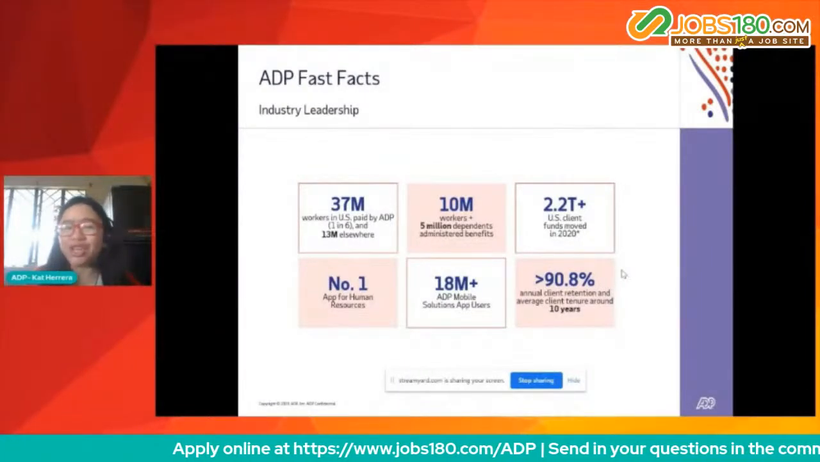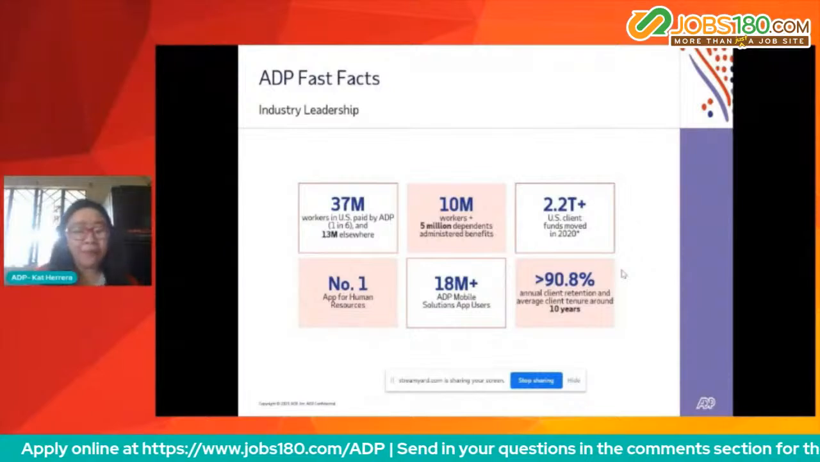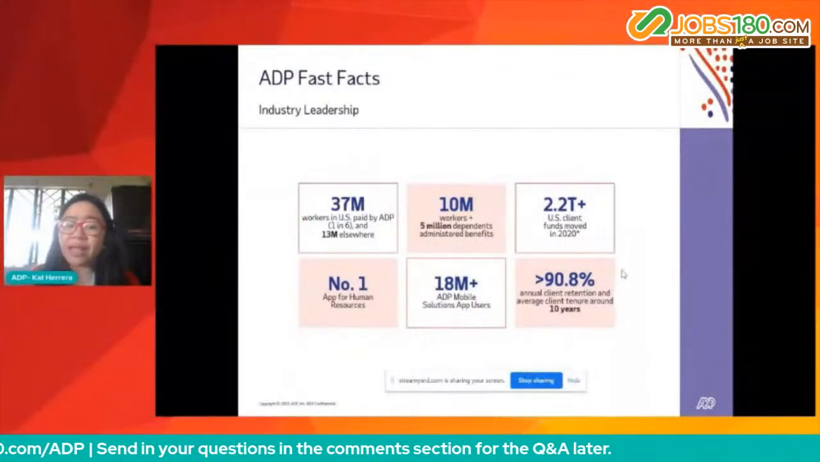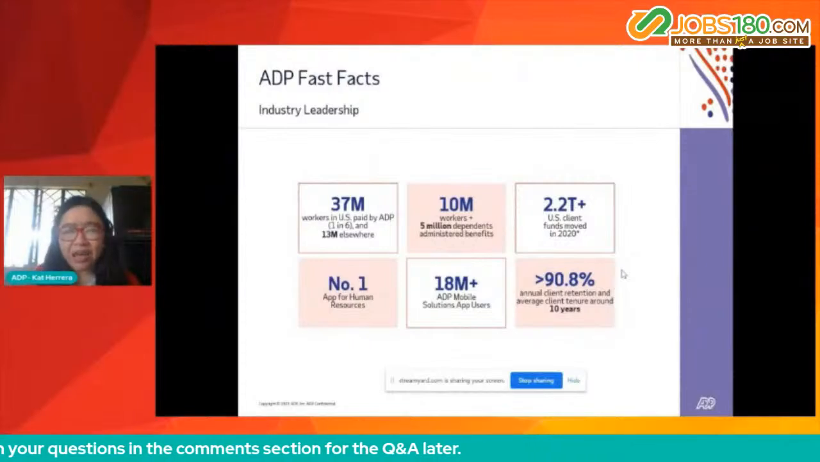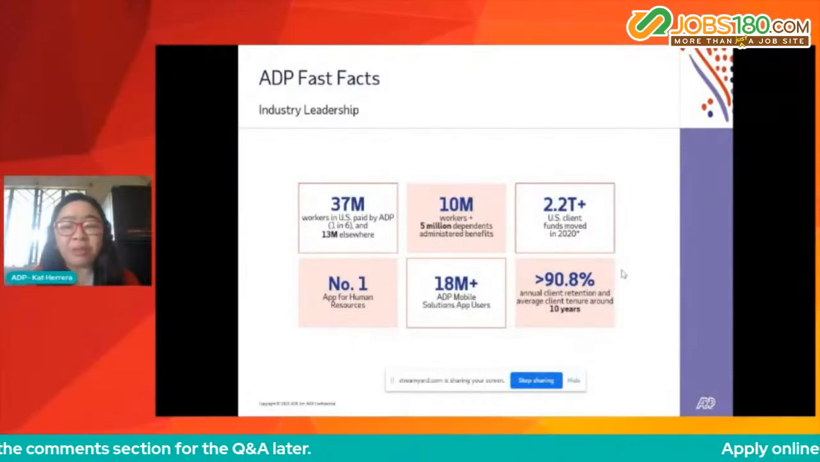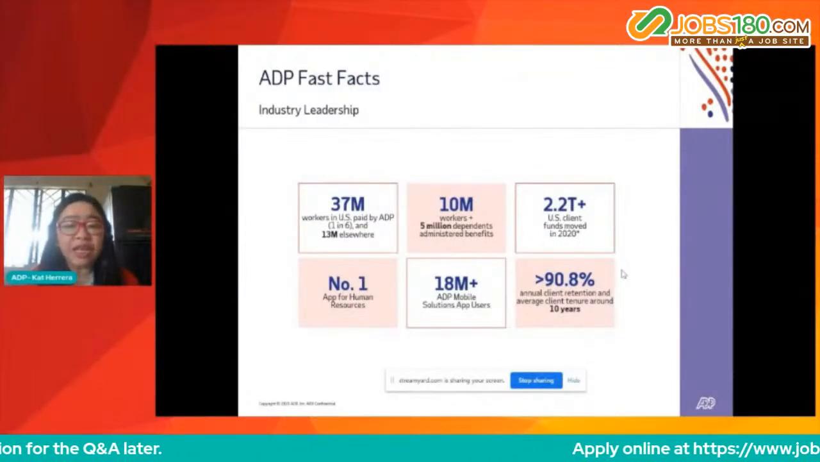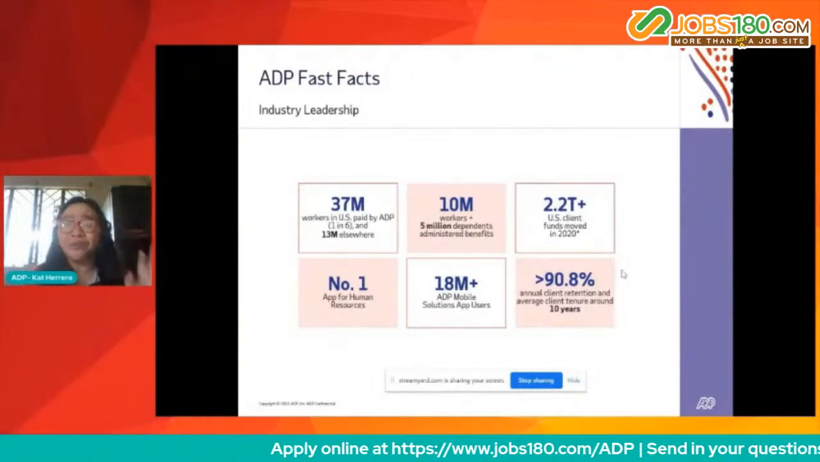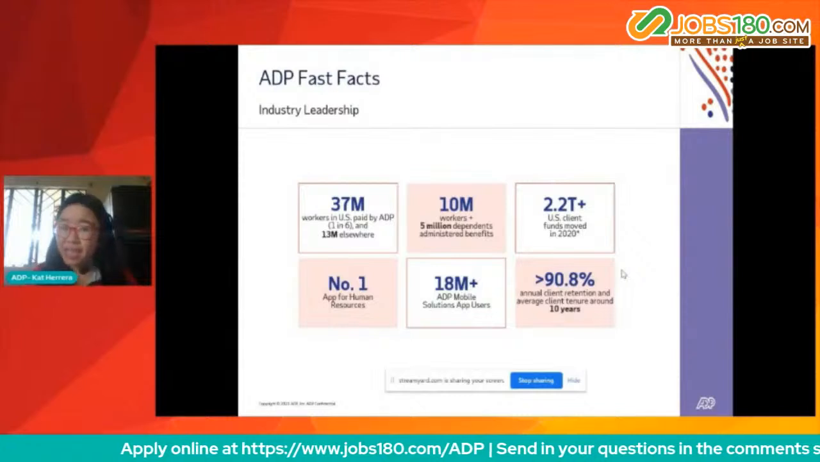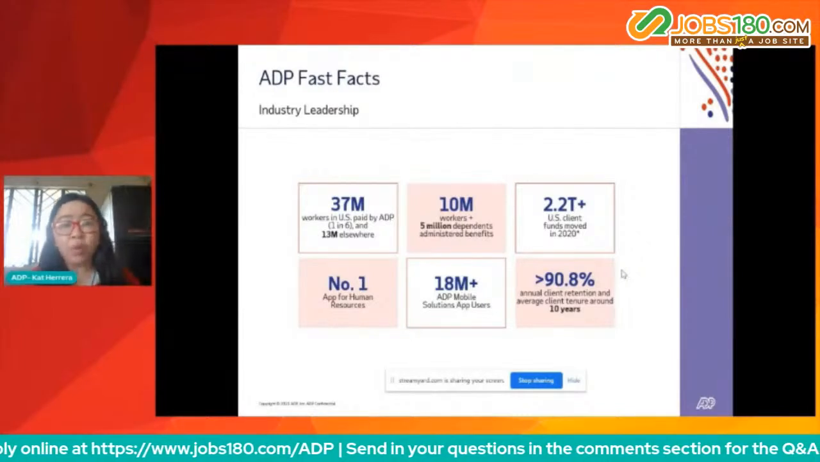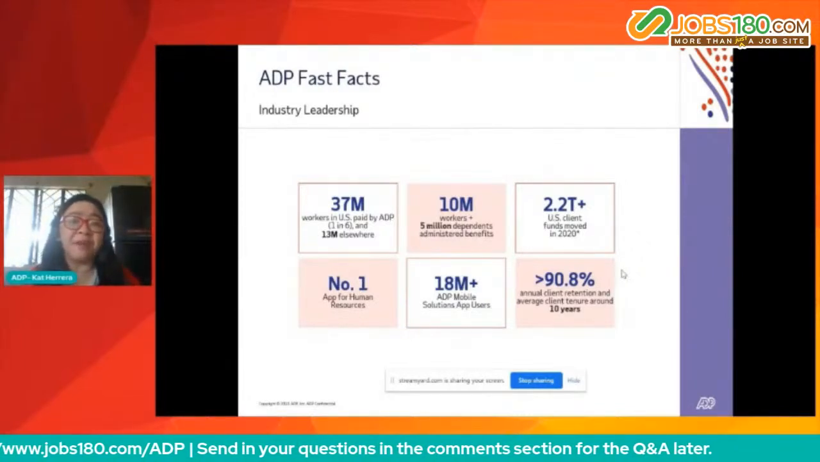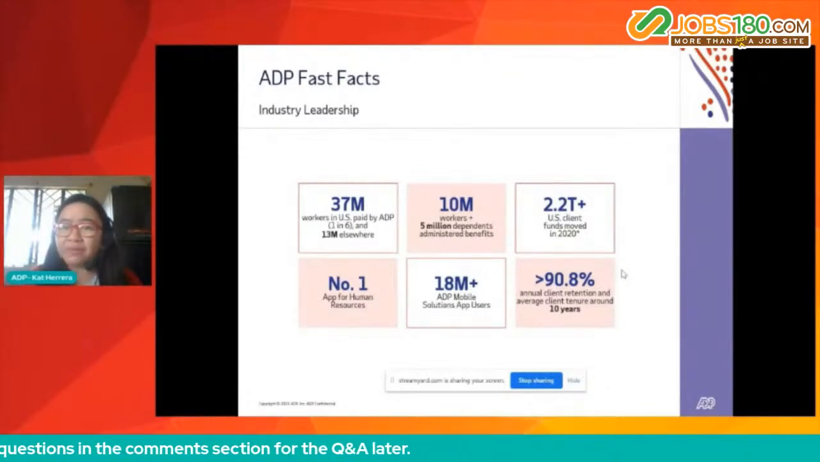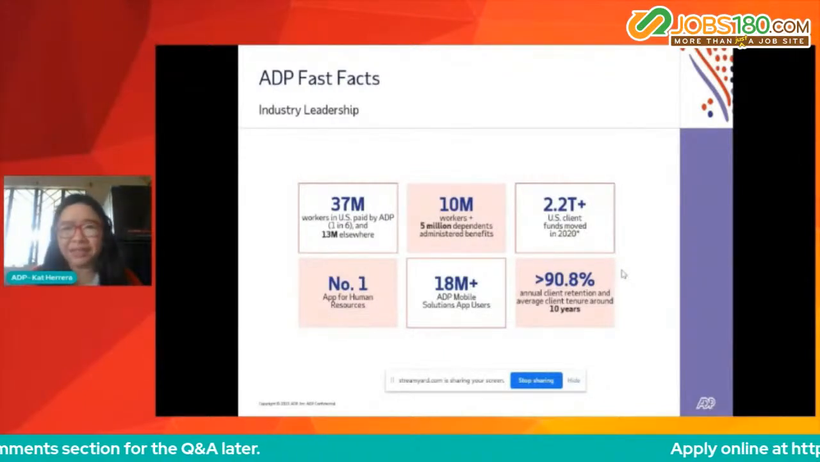That is huge. We're also considered the number one app for human resources, and we have more than 18 million mobile app subscribers. We also have more than 90.8% annual client retention, and the average tenure for our clients is 10 years, which means that they're very loyal to us. Because ADP is not the cheapest, but we do pride ourselves in being one of the best in payroll and HR. So our clients stay with us for no less than 10 years.